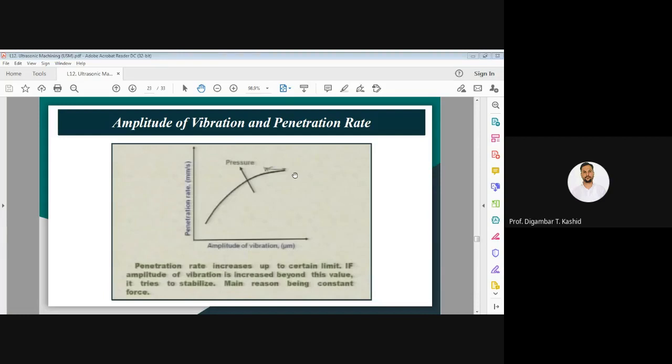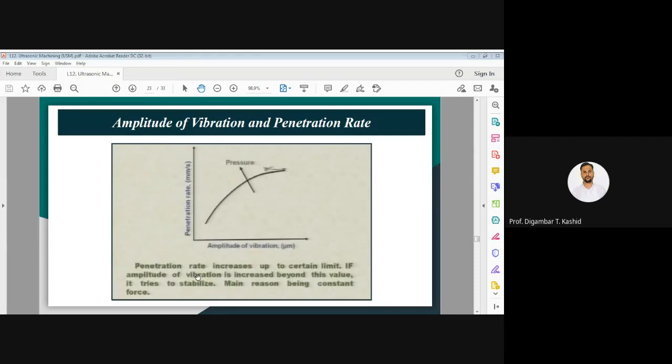So this is the relationship between the amplitude of vibration and penetration rate. Here also I have written that penetration rate increases up to a certain limit. If amplitude of vibration increases further or beyond this value, it tries to stabilize that penetration rate. The main reason behind this is the constant force. So keep in mind this point.